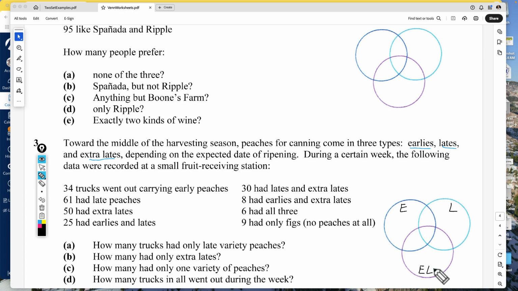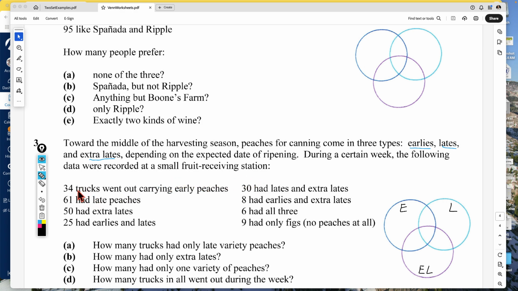So those are our 3 sets. And notice there are some overlaps for each of these sets. What we want to do is, this says, depending upon the expected date of ripening, during a certain week, the following data were recorded at a small fruit receiving station.